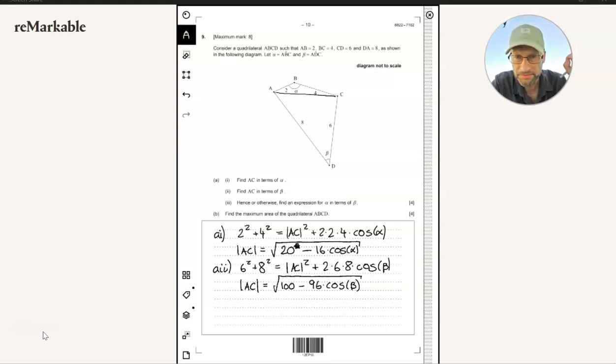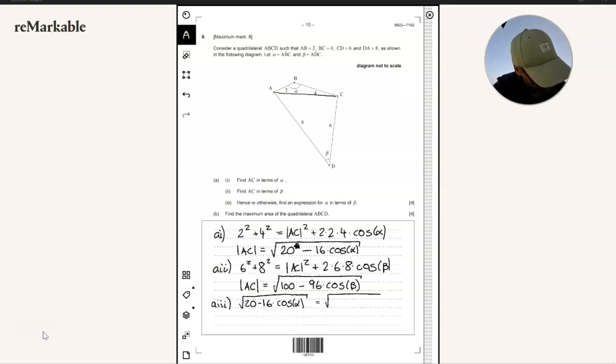And the method is kind of also screamingly obvious. We have 2 different things that are equal to the side length AC. If we put them equal to each other, we have a relationship between alpha and beta. So definitely for A3, we just say that, hey, the square root of 20 minus 16 times cosine of alpha is equal to the square root of 100 minus 96 times cosine of beta. And we just need to isolate alpha here.